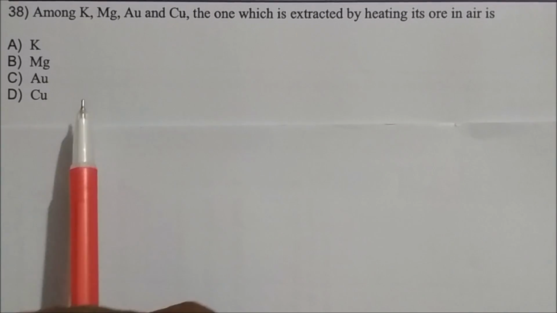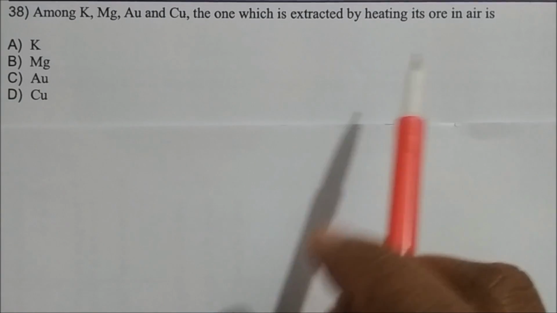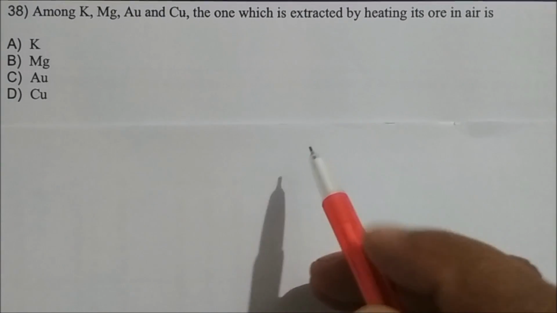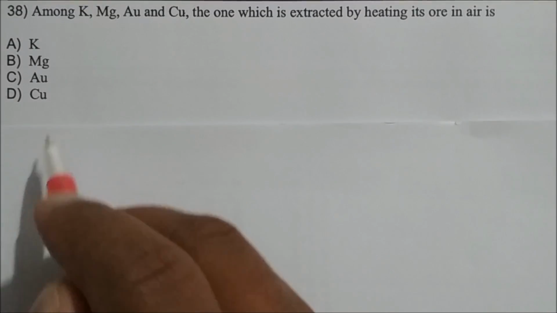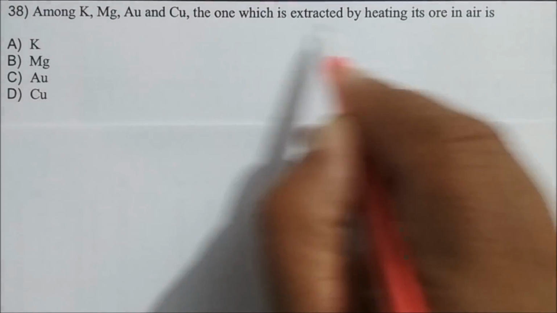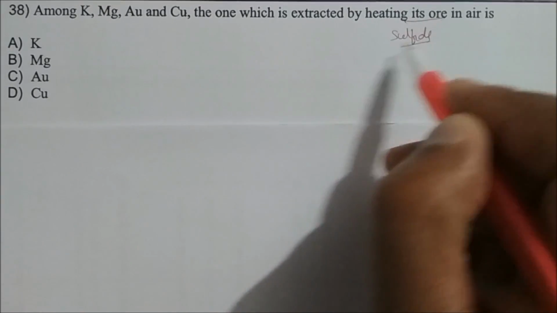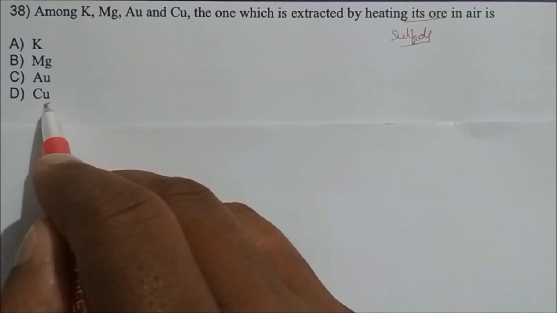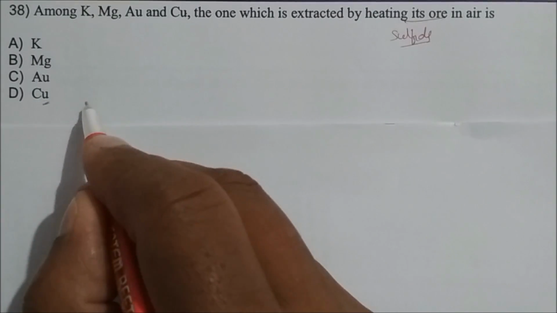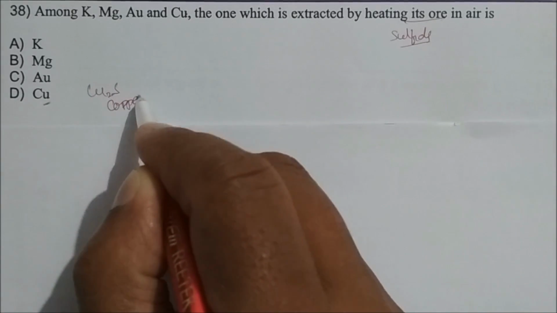Among potassium, magnesium, gold and copper, which one is extracted by heating its ore in air? That is, they are asking which of the ores is normally roasted. Normally the ores which are roasted are sulfide ores. So which element forms sulfide ores? Mostly copper is the example which forms sulfide ores. Sulfide ore means Cu2S, that is called copper glance.